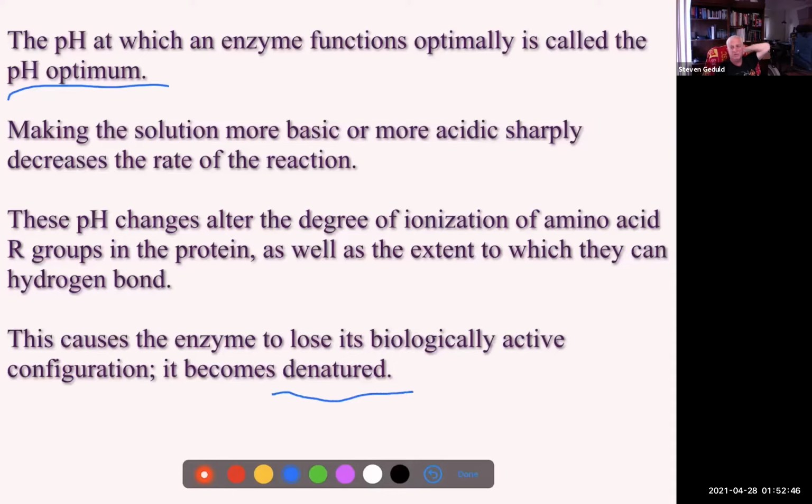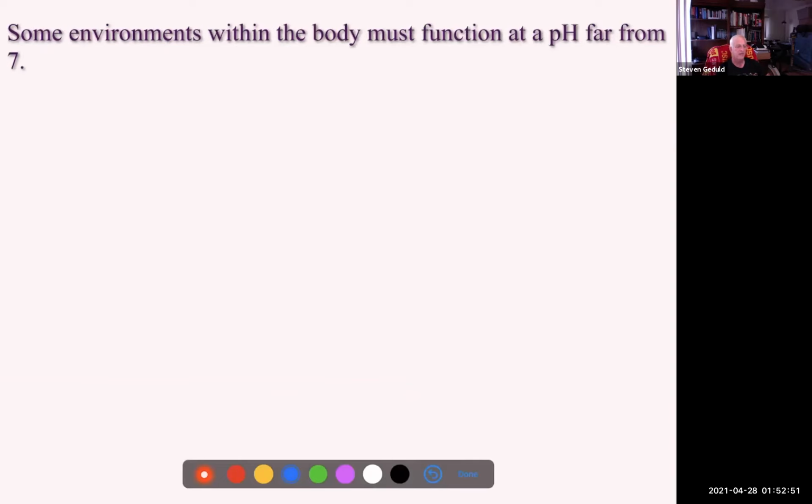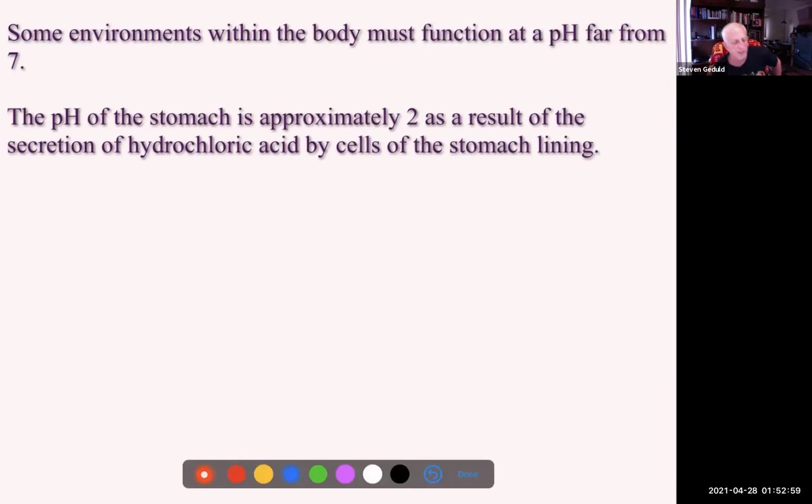Denatured means the enzyme is no longer functional. Some enzymes must function at pH far from 7. Like we said, we're talking about pepsin in the stomach. The pH of stomach acid is about 2. 2 is a long way off from 7. As a result of secretion of hydrochloric acid by cells that line the stomach, they secrete hydrochloric acid directly into your stomach. So at pH of 2, your enzymes are not going to work unless they're specially designed to work at that pH, which some are.